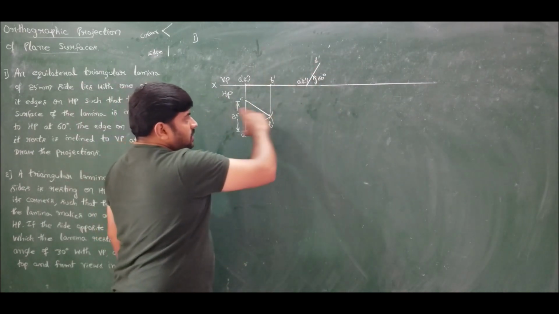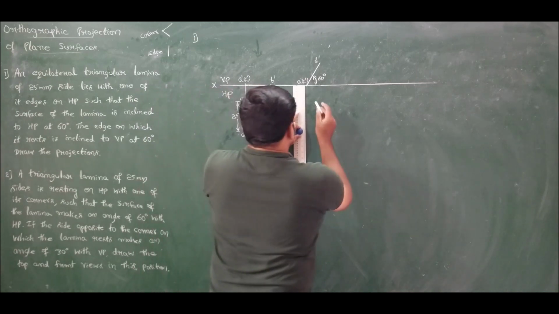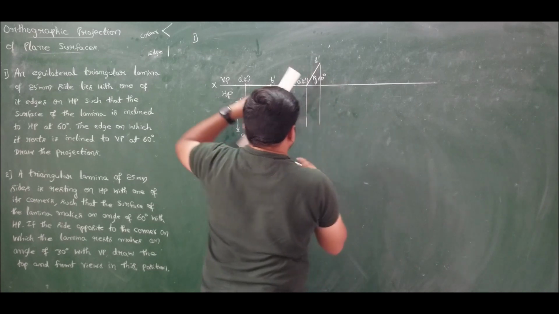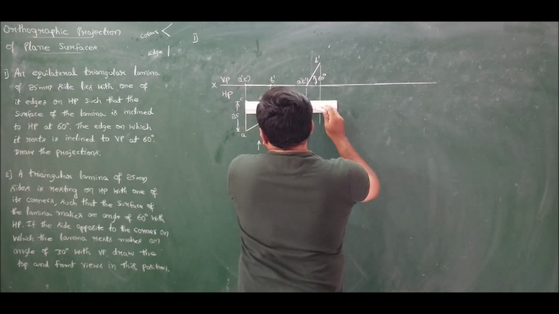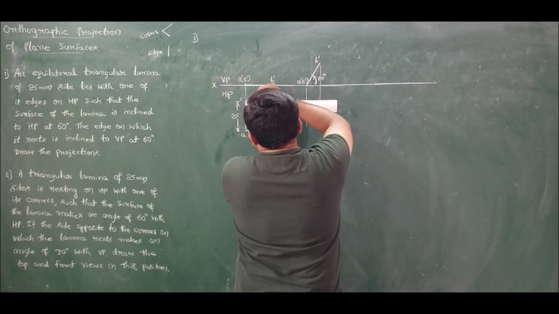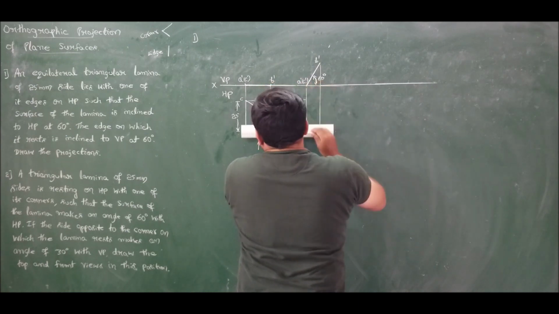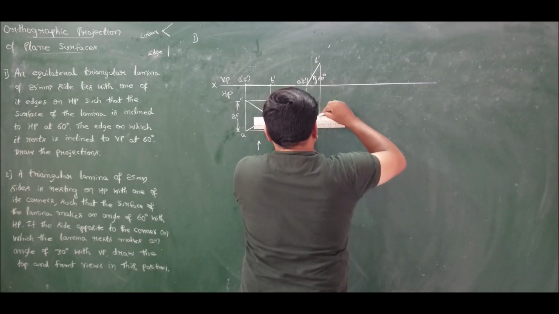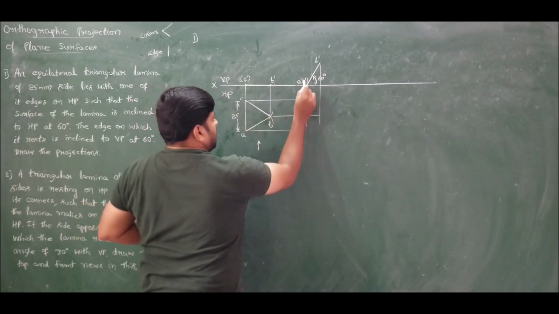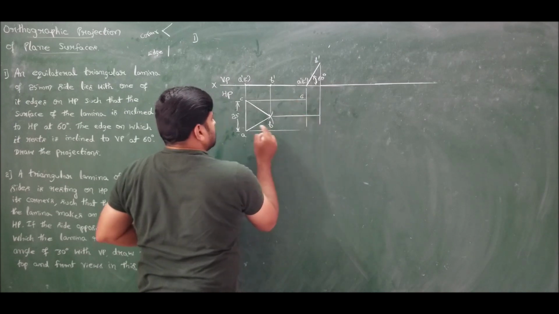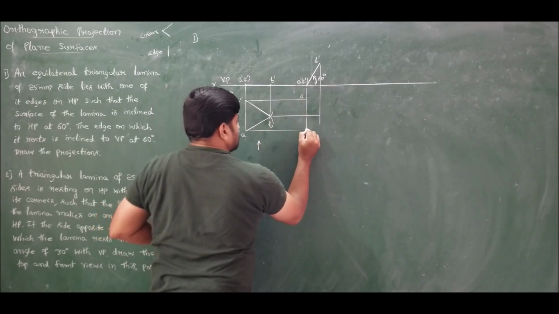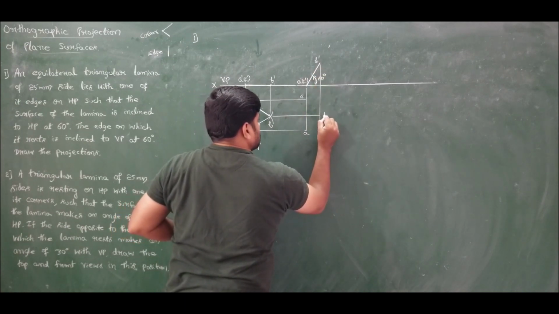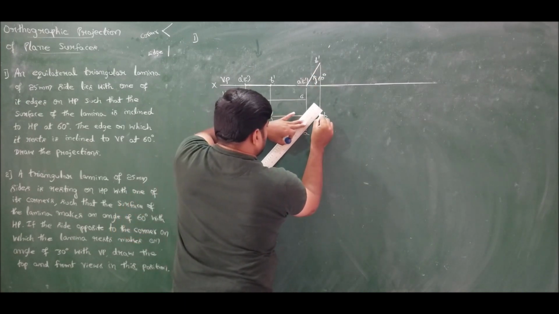Now take the projection and complete the sketch. That is, take the projection from here as well as from here. Also take the projection from C and from A. Also project B. So the intersection of C and C dash is C. The intersection of A and A dash is A, and B and B dash is B. So now construct the triangle.